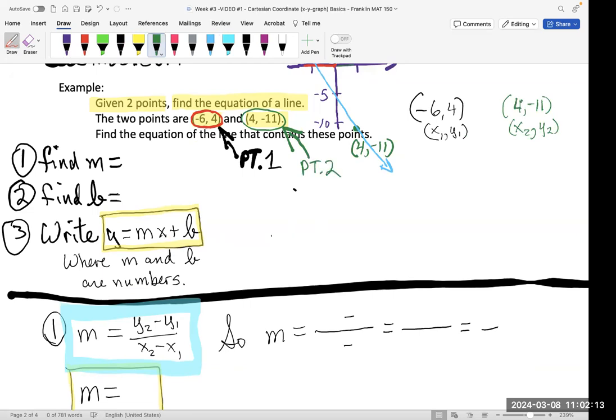So here's my 4, -11, X subscript 2, Y subscript 2. And my -6, 4 is X subscript 1, Y subscript 1. I usually do a circle, my Y sub 2 minus Y sub 1. If this is my Y sub 2, then I have -11 minus the other Y value, which is 4. I started with -11, so I'll go to its partner, which is 4.